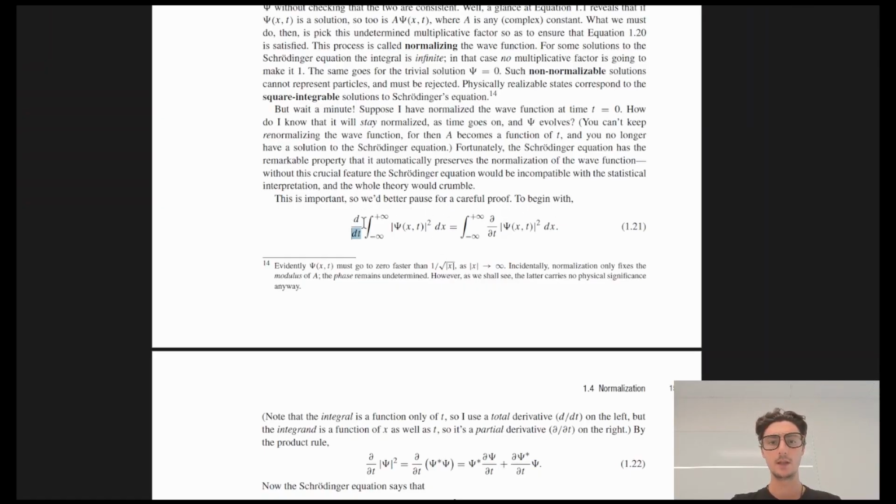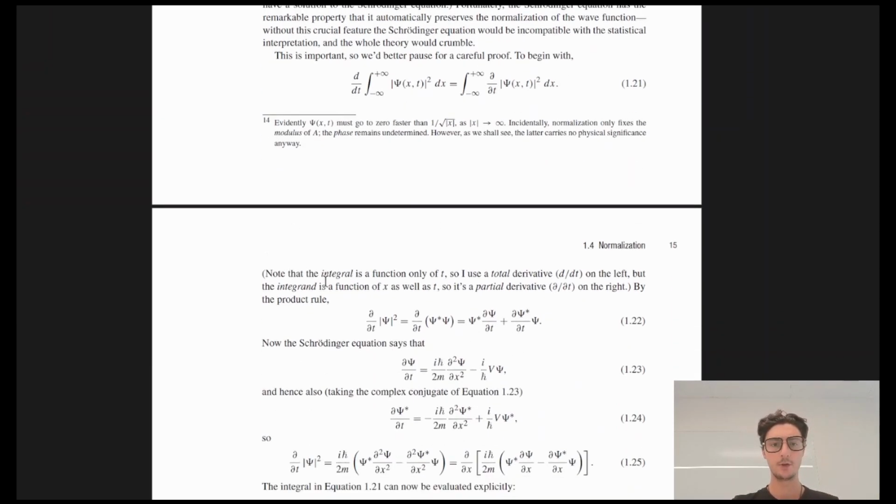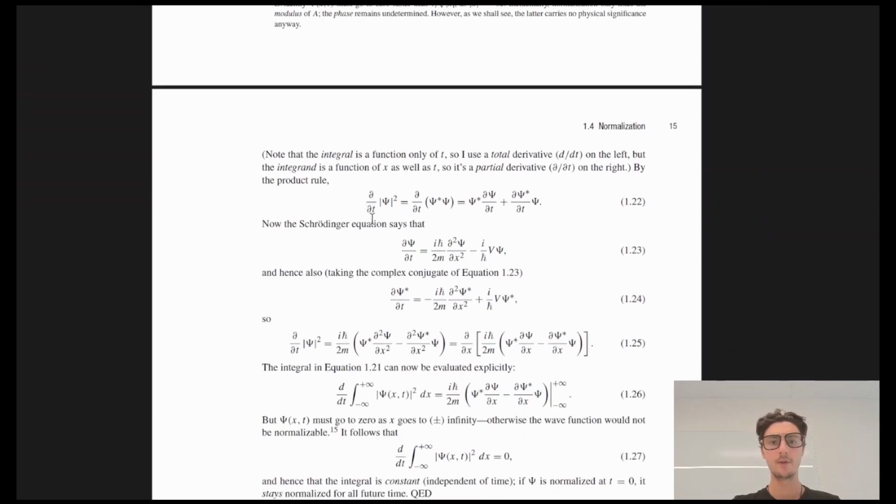To begin with, let's take the derivative with respect to time of the integral over all space of the square of the wave function. We can move the derivative inside the integral and it becomes a partial derivative because this function is a function of two variables. I think you can interchange the integral and the derivative because of the fundamental theorem of calculus. Note that the integral is a function only of t, so I use a total derivative d/dt on the left. But the integrand is a function of x as well as t, so it's a partial derivative, partial t, on the right.